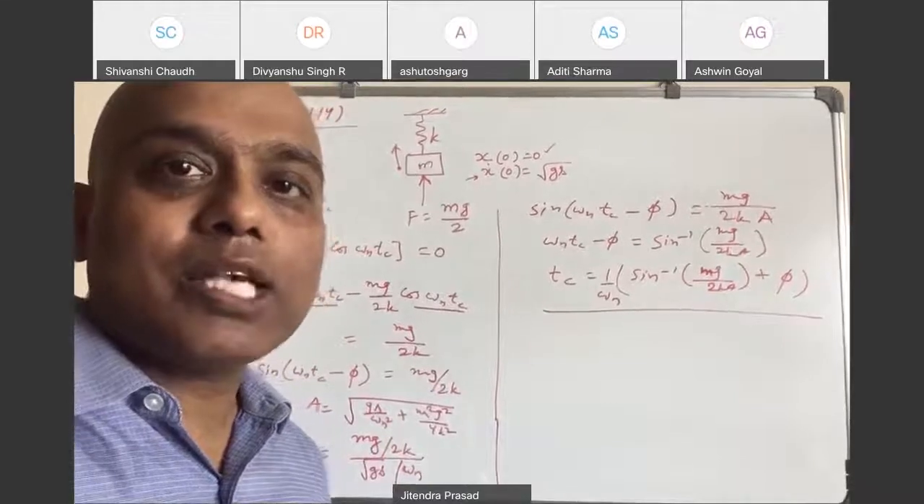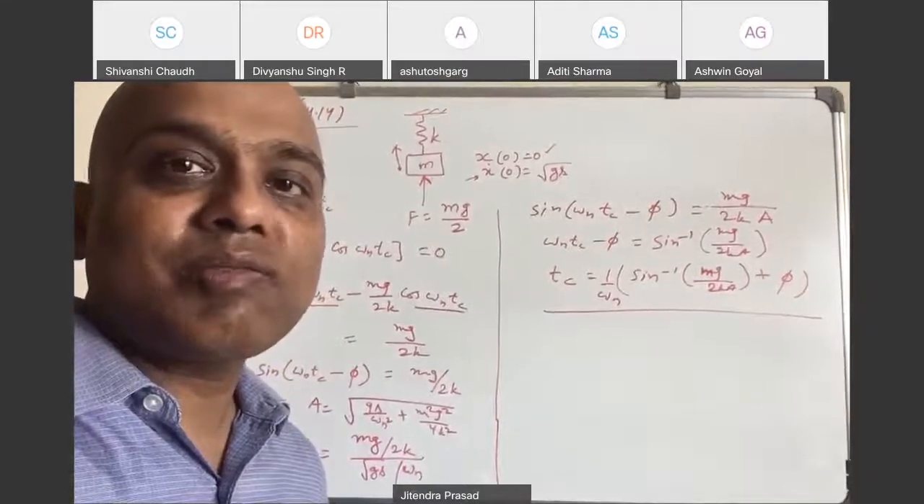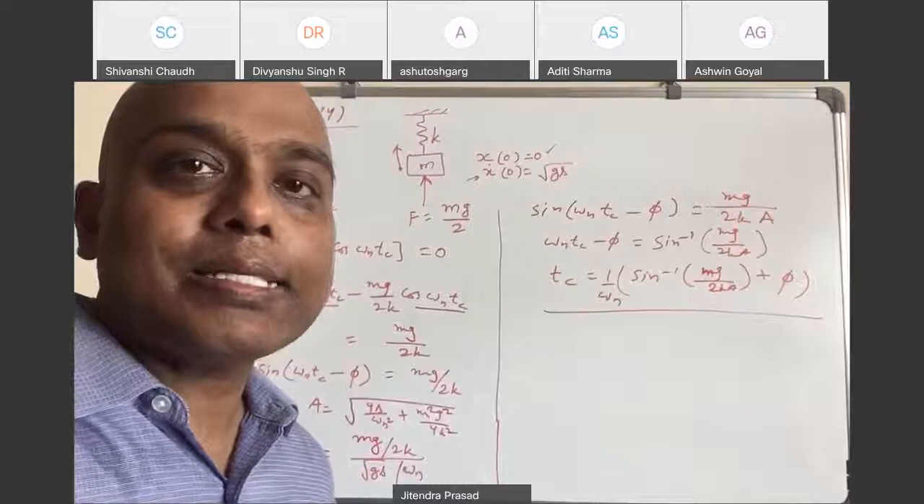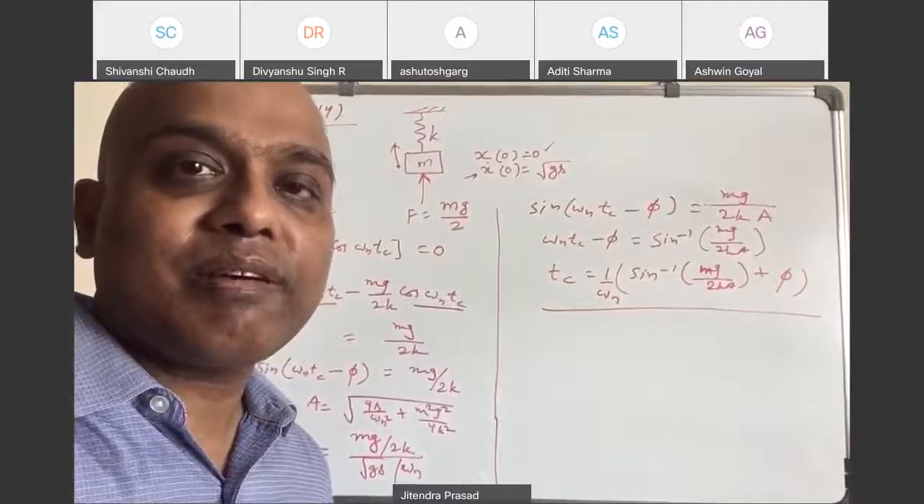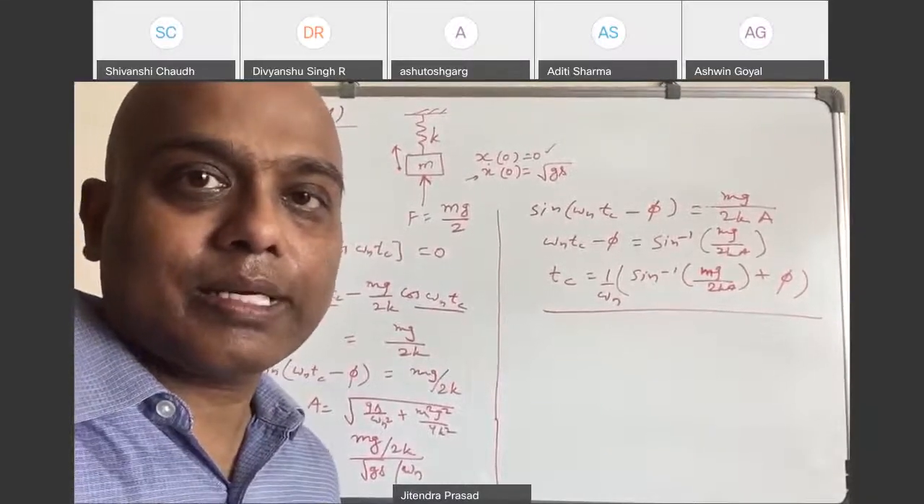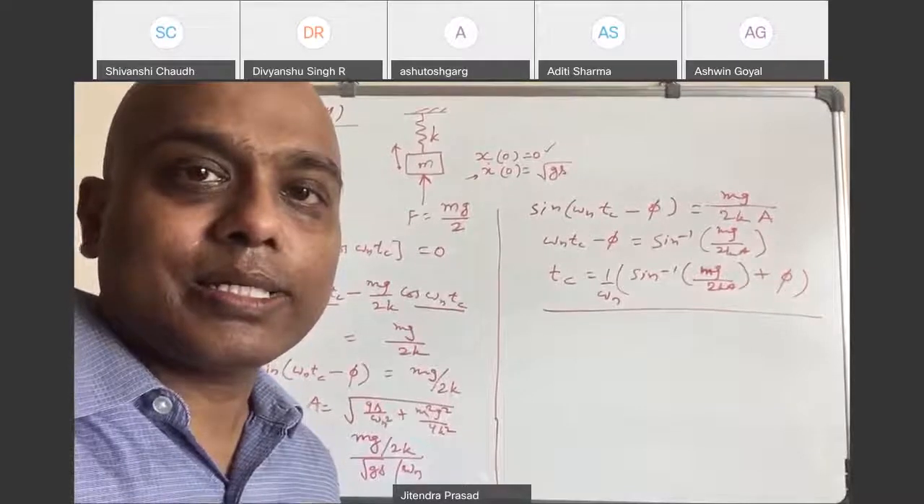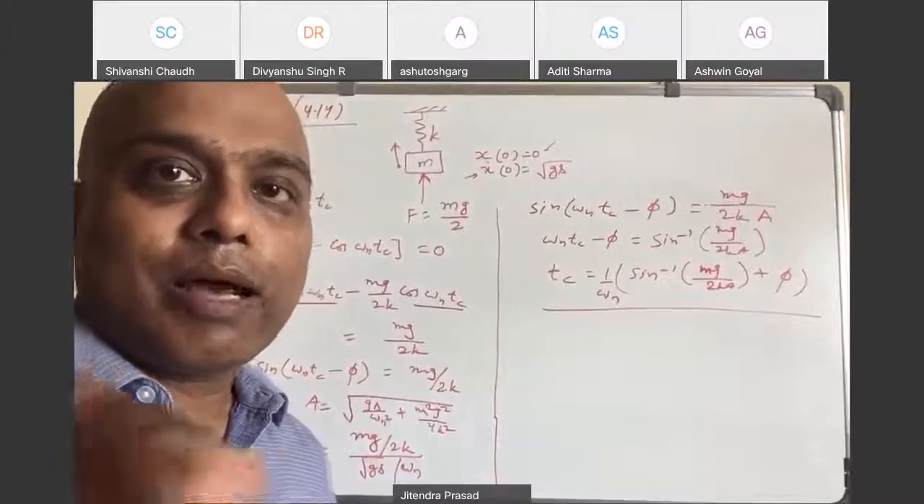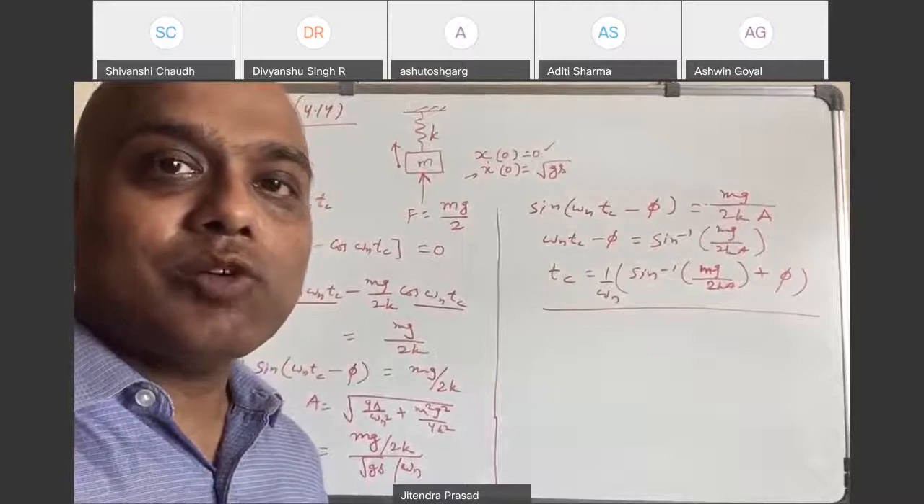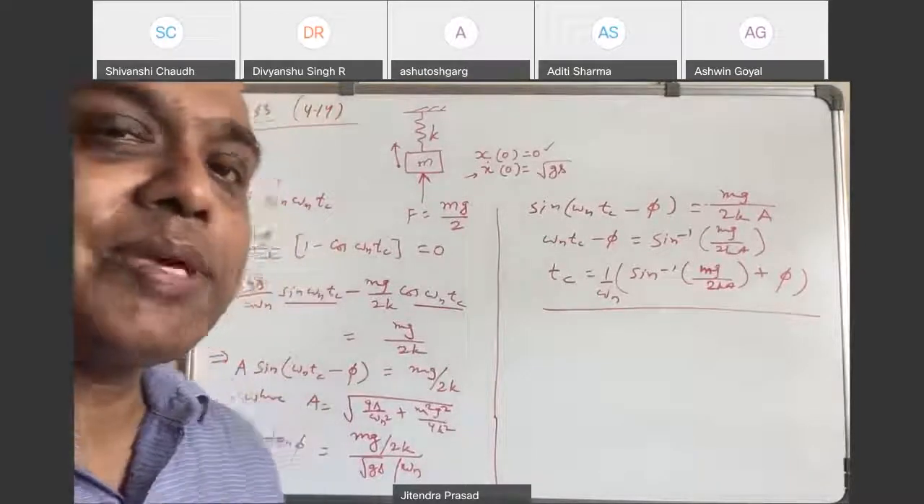Okay, how can we assume that this force will be a step function? That will be adjusted automatically there. Okay, now, how can we assume that this force will be a step function?